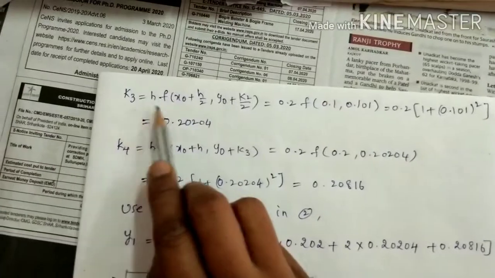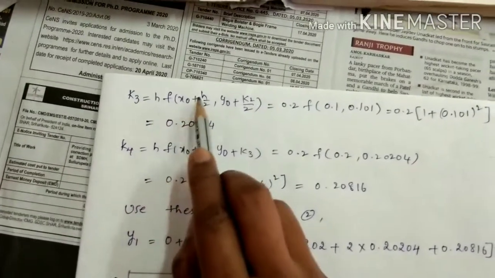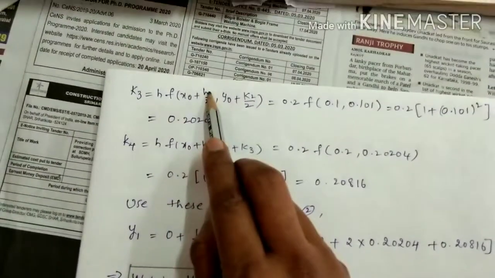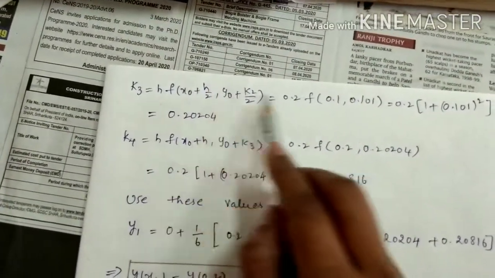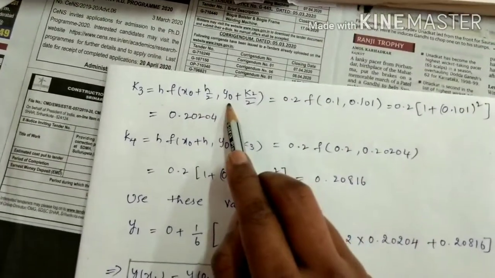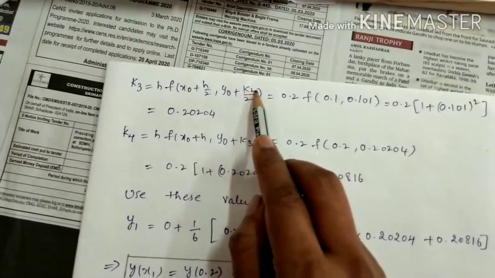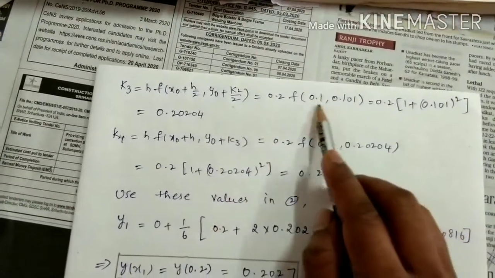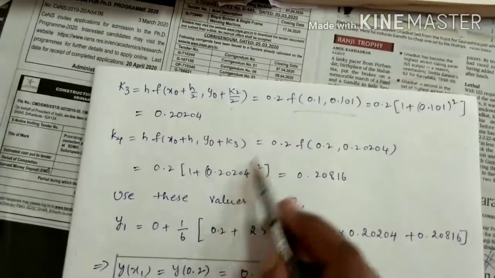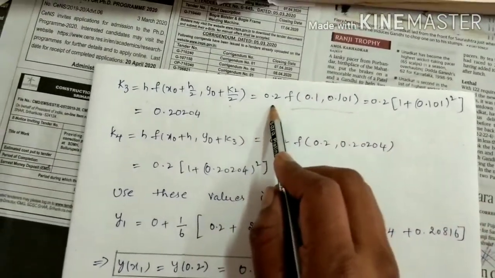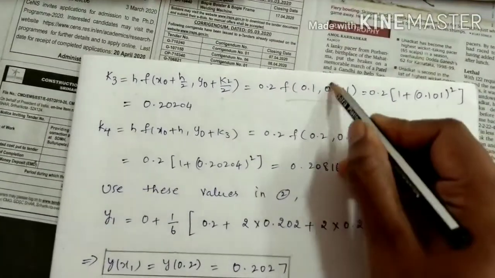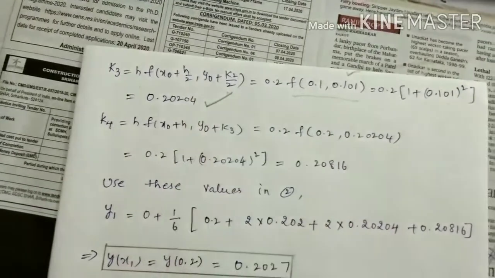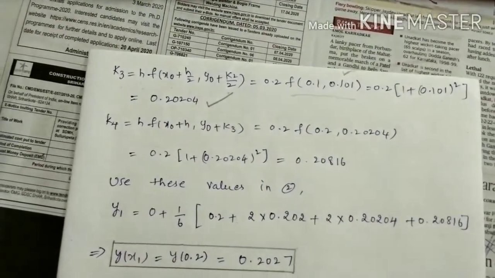Now k3 equals h into f of x0 plus h by 2 comma y0 plus k2 by 2. x0 is 0, h is 0.2 by 2, which becomes 0.1, and here 0 plus k2, which is 0.202 by 2, becomes 0.101. By using the f of x comma y function, it will be written as 0.2 into 1 plus y square, 0.101 square. By simplifying this, we get the value 0.20204.